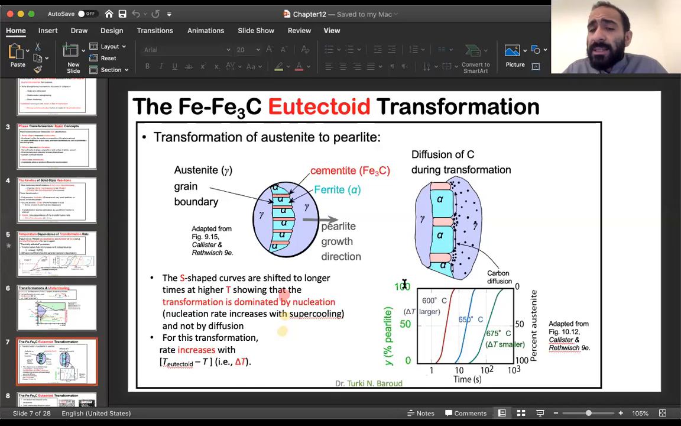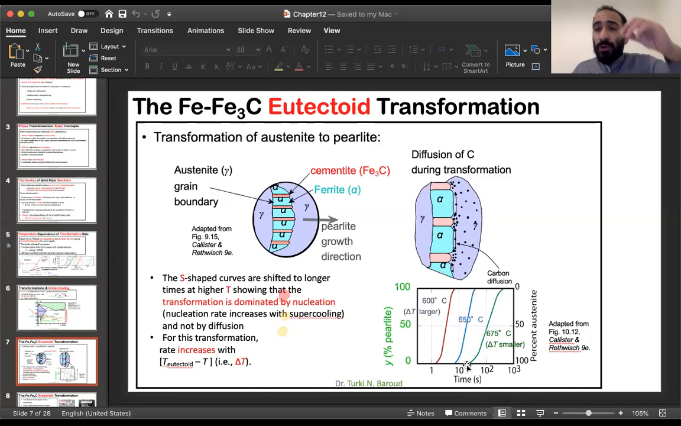Okay, but what is the y-axis? The y-axis is telling you this is 0% pearlite formed. This is 50% of the pearlite already formed, and this is 100%. Excellent. So this figure is telling you when the nucleation is going to start at this temperature and when it's completely transformed from gamma austenite to pearlite. Okay, for example, let's take an example. Let's take 600 Celsius, or let's take 675, right? So the nucleation is going to start around, let's say, 20 seconds.